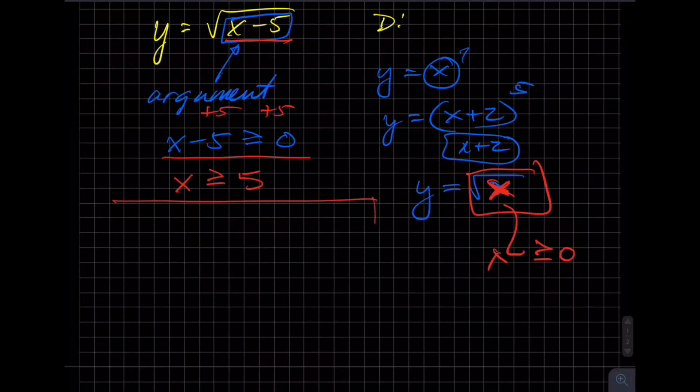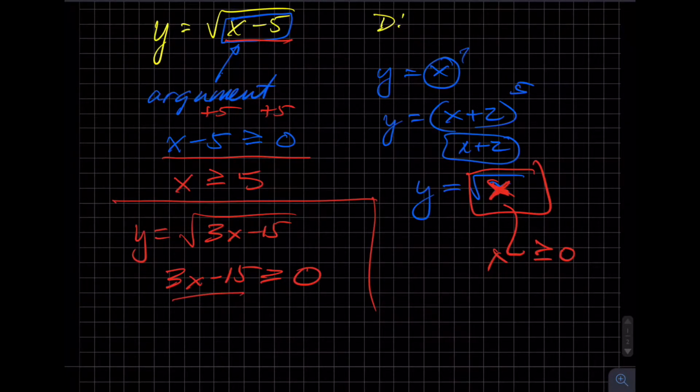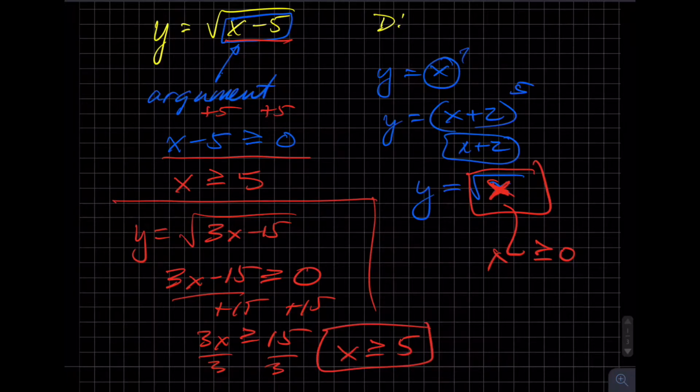If I had a more complex root function, like y equals the square root of 3x minus 15, again, 3x minus 15 must be a real number, so it must be greater than or equal to 0. My argument must be greater than or equal to 0. And so I can solve by adding 15 to both sides, and then dividing both sides by 3, and I get x is greater than or equal to 5. Just happened to be the same, just coincidental.